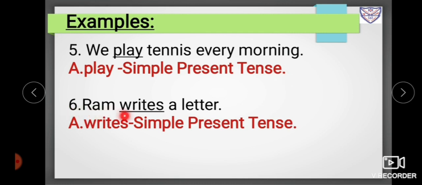Number 6, Ram writes a letter. Now over here the word writes is a verb. This verb shows that it is in simple present tense. Why? Because it is happening in the present time. Therefore writes will be simple present tense.